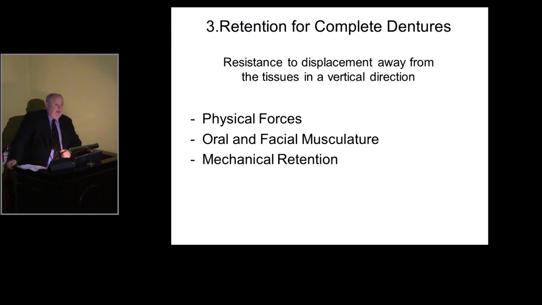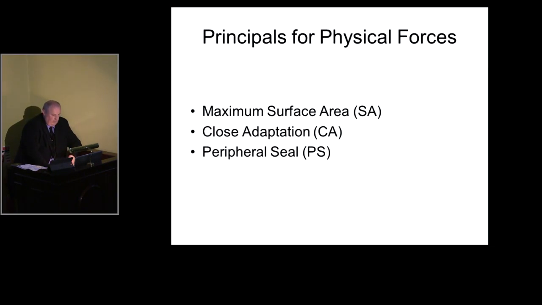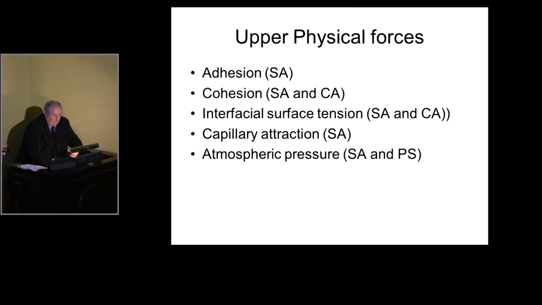Retention, support, and stability for complete dentures. Retention: resistance to displacement away from the tissues in a vertical direction. There are 3 methods: physical forces, muscular forces, and mechanical retention. We forget about these. We think of suction when we talk about retention, but it is made up of all these aspects. So, principles for physical forces: maximum surface area, close adaptation, and peripheral seal.